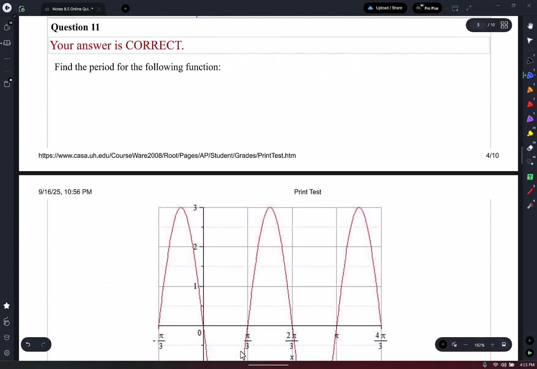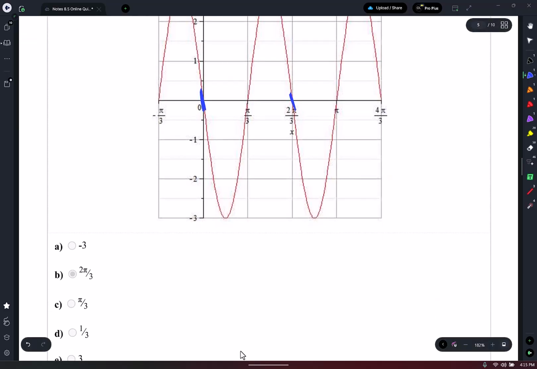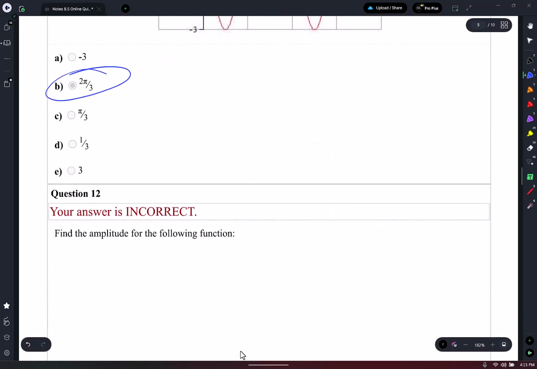Okay, find the period of the function. Really simple. Check it out, guys. Look how simple this is. Here's 0, point of inflection going down. Look for another point of inflection going down. 2 pi over 3. So 2 pi over 3. Do you see how fast we did that? Okay, let's go to the next one.